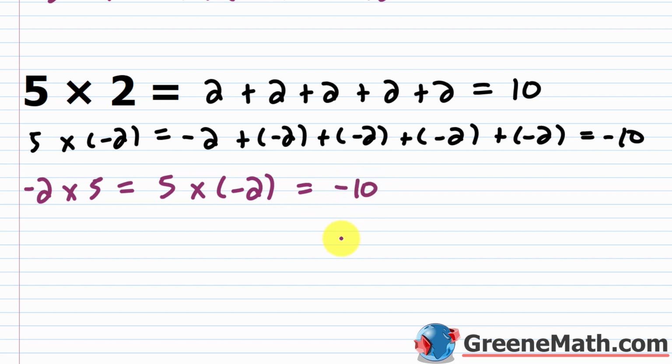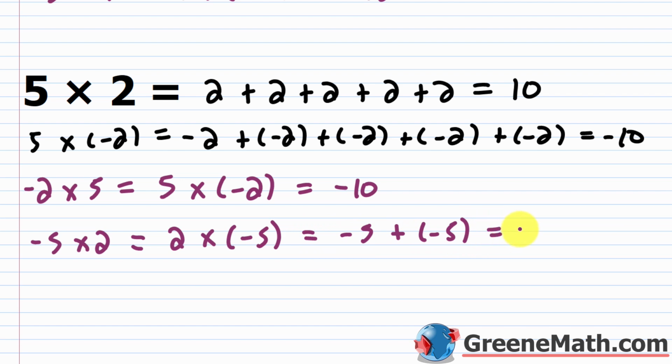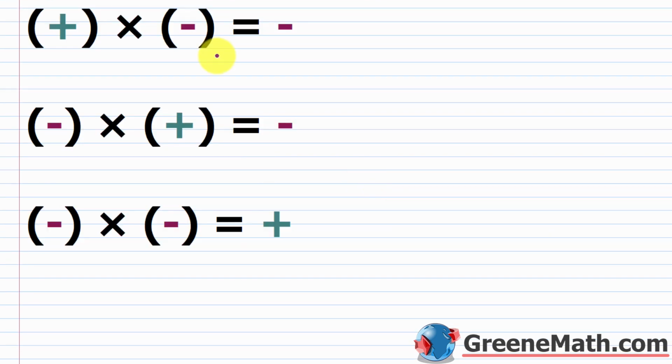which would give me this -10. And if you were presented with, let's say, -5 times 2, well, you could flip that around into 2 times -5, and you could say that this is equal to what? This is -5 plus -5, which would be -10 as well. Okay, so let's look at the sign rules here. So we saw that a positive times a negative or a negative times a positive is going to give us a negative. So that's pretty easy to understand.